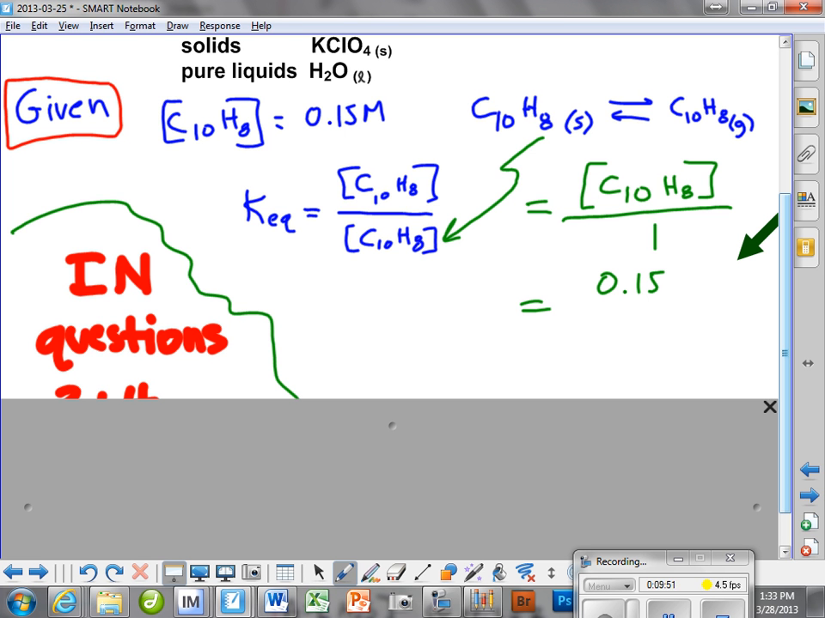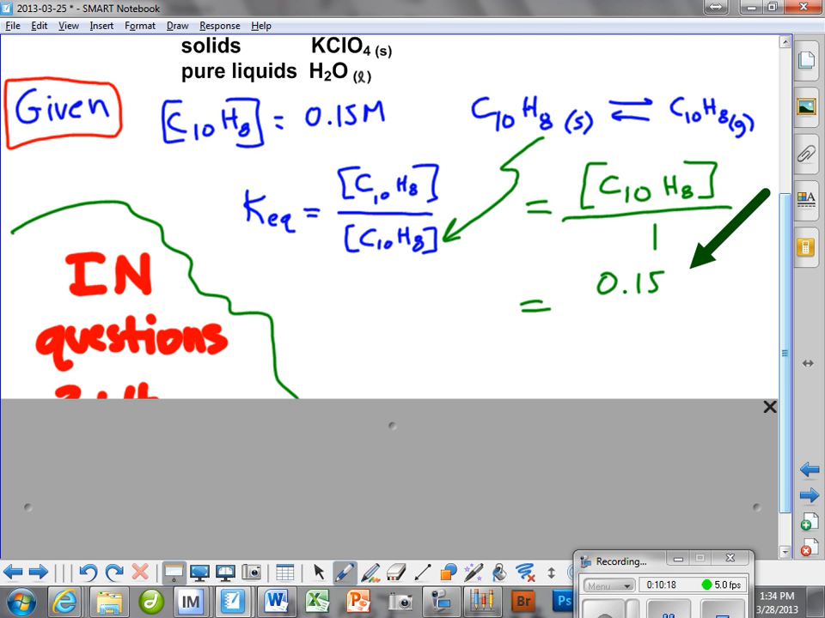Are you asking about this guy? This guy came from the given. It always has to be given. You can't just make it up. They have to give it to you. The molarity. Now when you put it in here, you're not going to put the big M there because you don't need it anymore. The equilibrium constant is just a number.